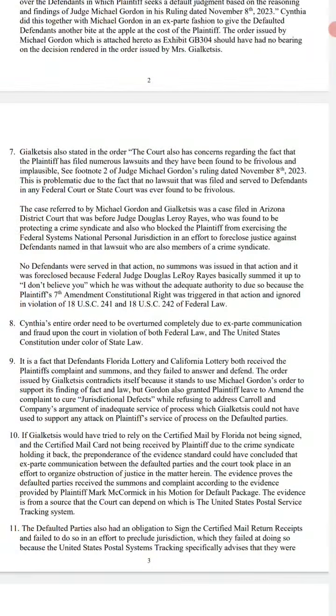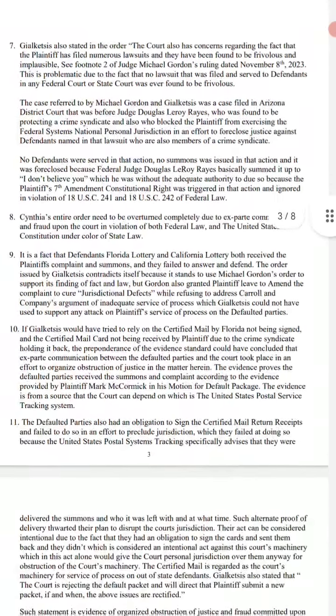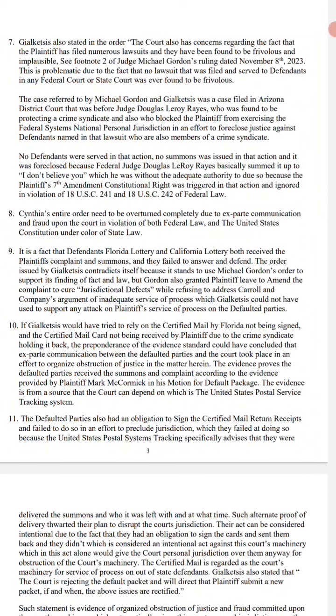Let's go over here. Cynthia did this together with Michael Gordon in an ex parte fashion to give the defaulted defendants another bite at the apple at the cost of the plaintiff. The order issued by Michael Gordon, which is attached here too as Exhibit GB 304, should have had no bearing on the decision rendered in the order issued by Mrs. Gialketsis. Gialketsis also stated in the order, the court also has concerns regarding the fact that the plaintiff has filed numerous lawsuits and they have been found to be frivolous and implausible. See footnote 2 of Judge Michael Gordon's ruling dated November 8, 2023.